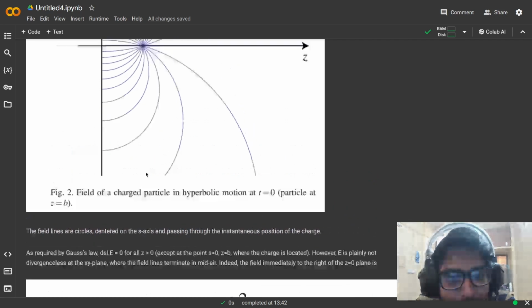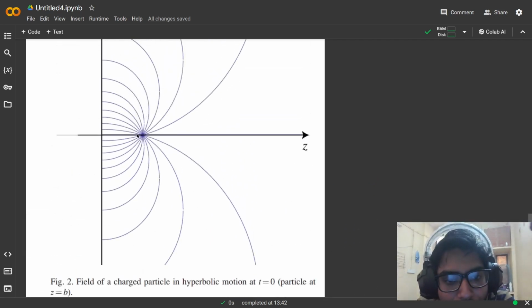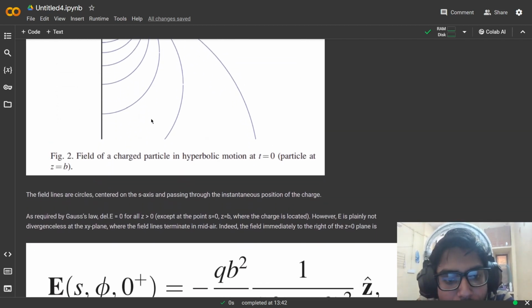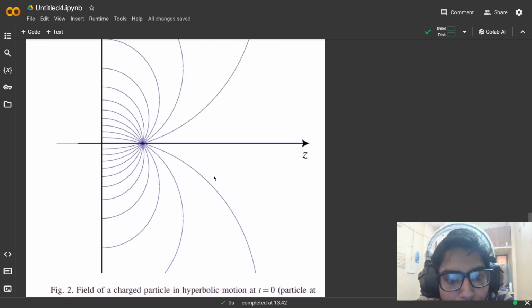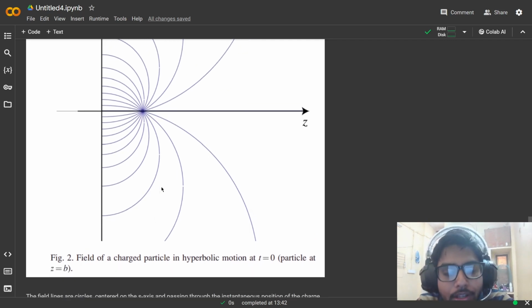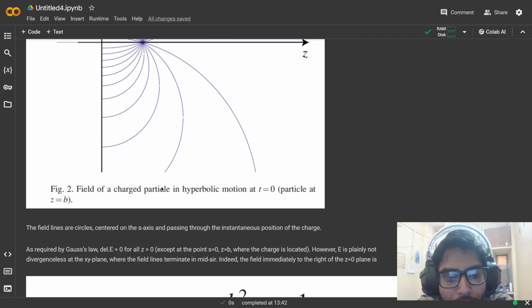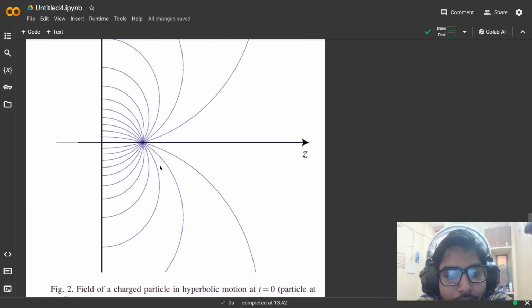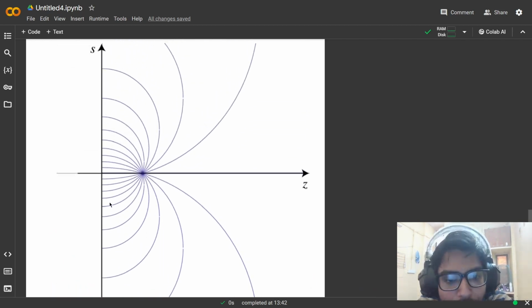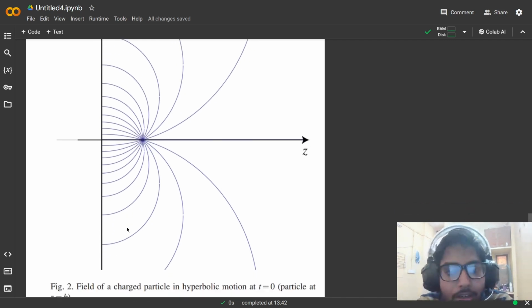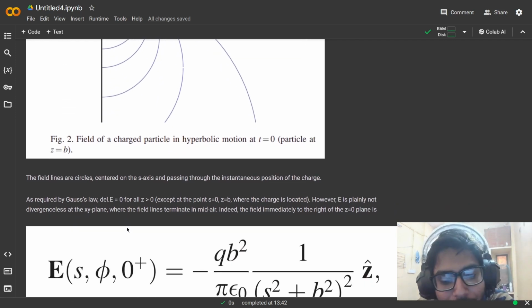So we say that as the charge is only at point B, in the rest of the space del dot E must be 0, except at this point, because there is charge there, so there will be flux. Charge enclosed by some imaginary Gaussian surface will have some flux. And in the rest of the area we say del dot E equals 0, because there are no charges anywhere else, so we can't make any Gaussian surface and find electric flux. But the main problem arises in this part.